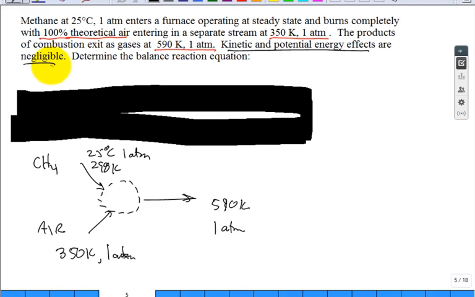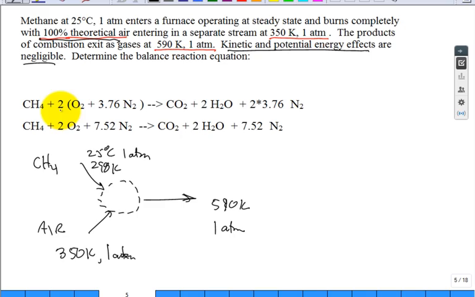Determine the balanced reaction equation for this combustion problem. Well, we just did that, didn't we? This is almost going to be the first step in solving all your problems in chapter 13. Get a balanced reaction equation. So it's methane with 100% theoretical air. So this is it. We have the 2 in front of the O2 so that we get the 2 and the 4 on the oxygen. Carbon balance, hydrogen balance, oxygen balance.